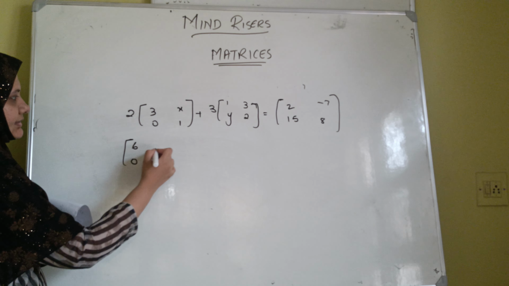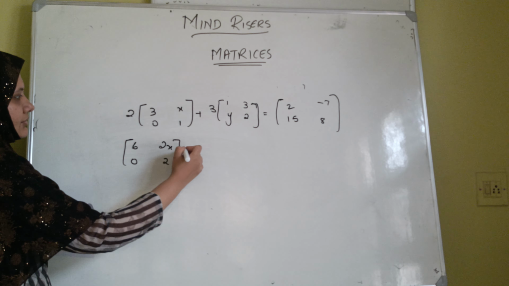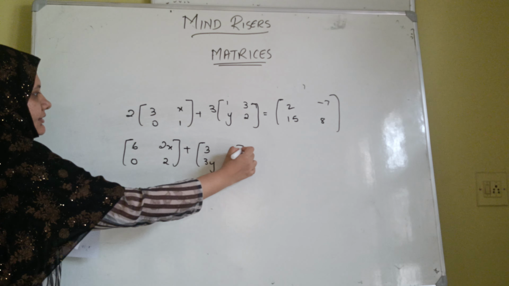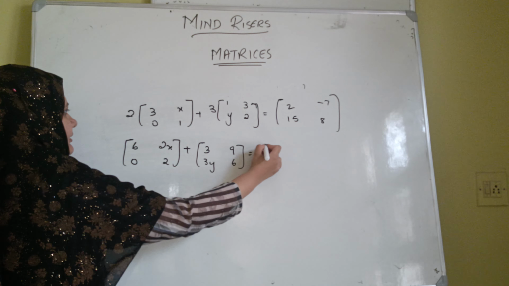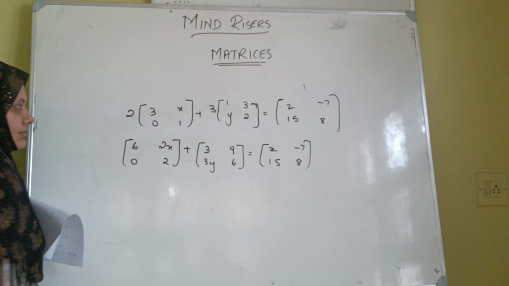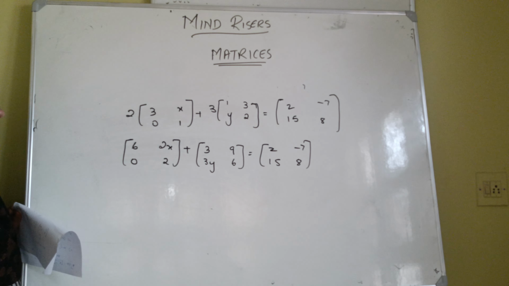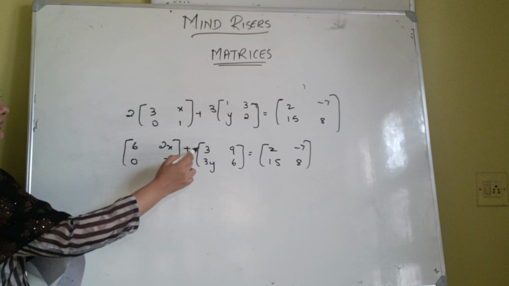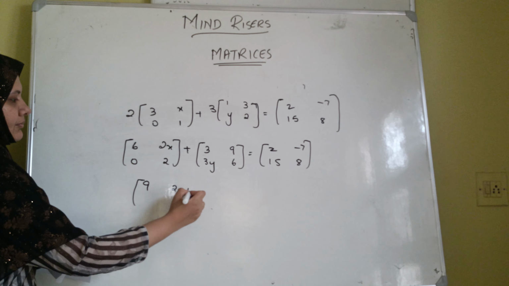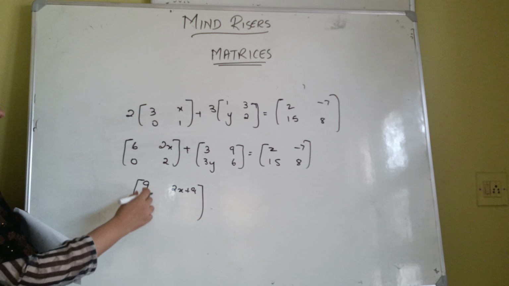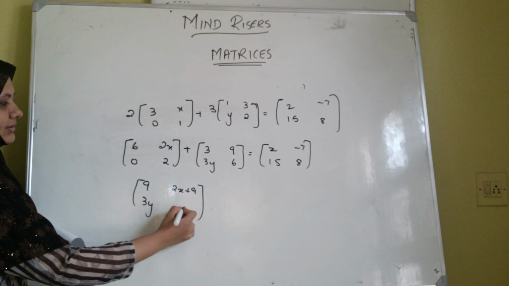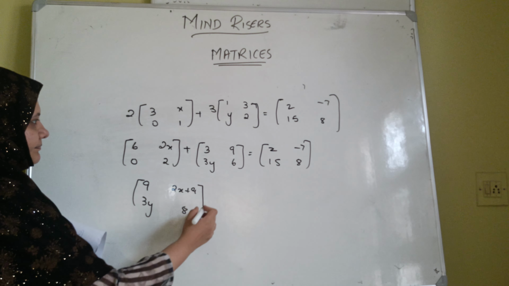So 2 3s are 6, 0, 2x and 2. This will be 3, 3y, 9 and 6. And we need to equate it to this. Alright, now let us add the numbers in the same position. So 6 plus 3 would be 9. 2x plus 9, they are not like terms, so we can't add them. 0 plus 3y will be 3y and 2 plus 6 will be 8.